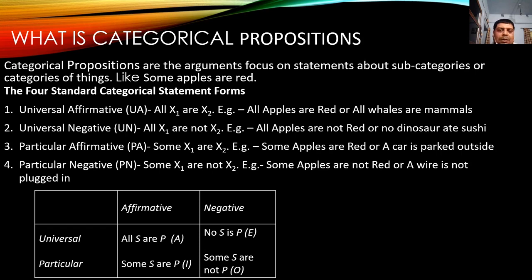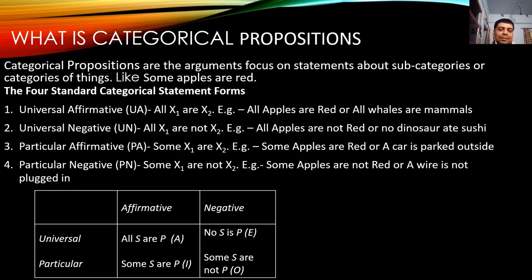Now what are categorical propositions? Categorical propositions are arguments that focus on statements about subcategories, groups, or categories of things, like some apples are red. Here we have four standard categorical statement forms, or four types of categorical propositions. The first one is universal affirmative, the second is universal negative, the third is particular affirmative, and the fourth is particular negative.